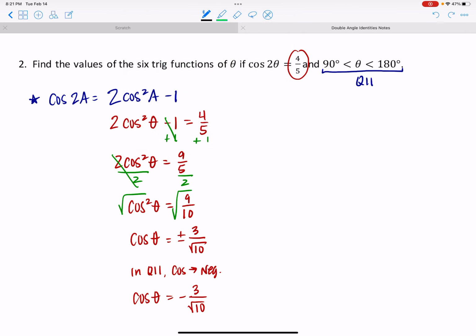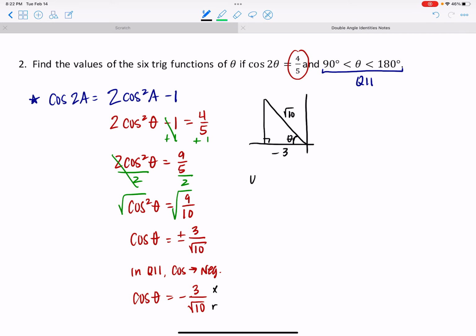If I now draw this out in quadrant 2, here's my angle in quadrant 2. Let's make a triangle out of this. Again, here's my angle, theta. We just said that the cosine would be negative 3 over radical 10. Remember, cosine is x over r. So I know my radius is going to be radical 10. I know my x value is where I have that negative 3. And again, I can use the Pythagorean theorem to figure out what that y value is.